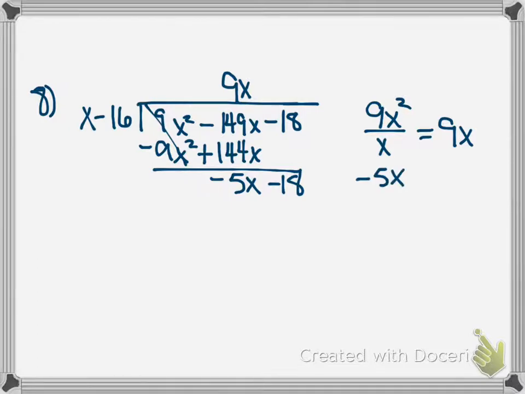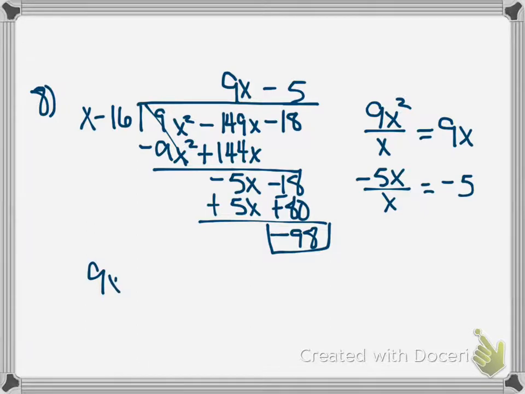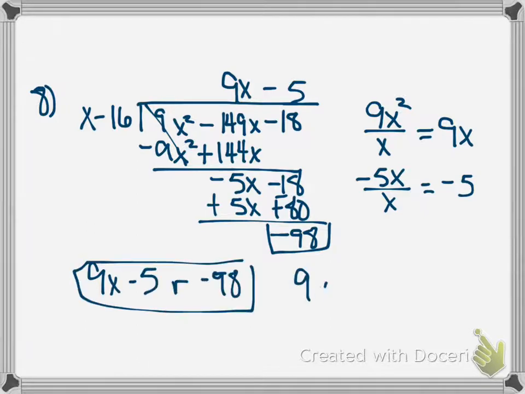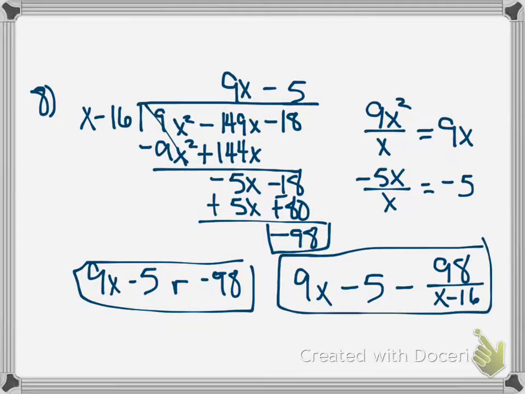Now I'm going to divide negative 5x by x, which gives me negative 5. And then combine. This time you got a remainder. And there's two ways to write the remainder. More than likely, the one on the right is the method that you would probably see on the test if it was multiple choice or whatever. So I leave it up to you, whichever you feel like you would like to do.